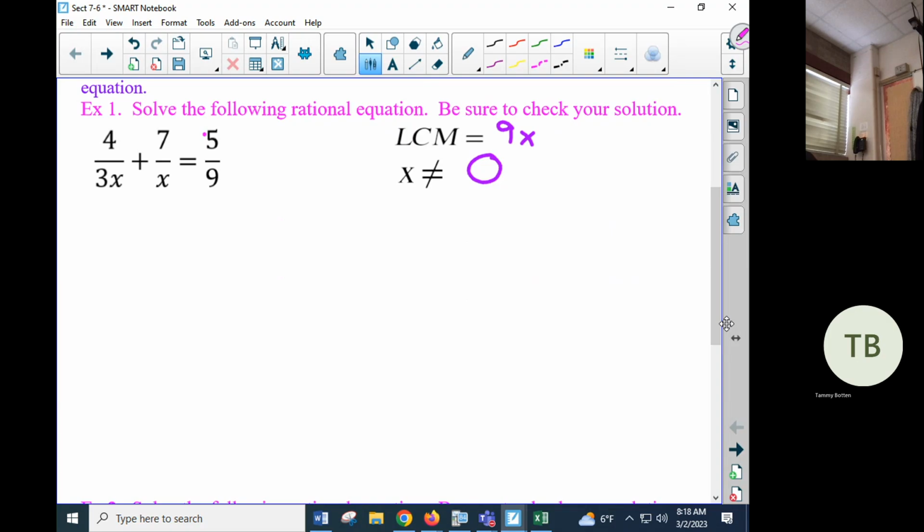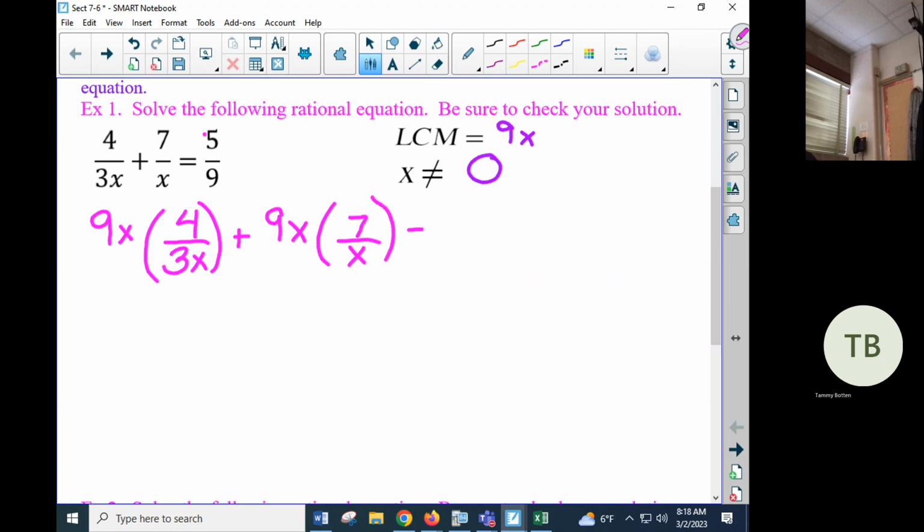Now, what we do when we do these rational equations is we multiply the least common multiple by all three things. So I'm going to take that 9x and multiply it by this 4 over 3x. Then I'm going to multiply my least common multiple again times this. And then I'm going to take my least common multiple again times this.